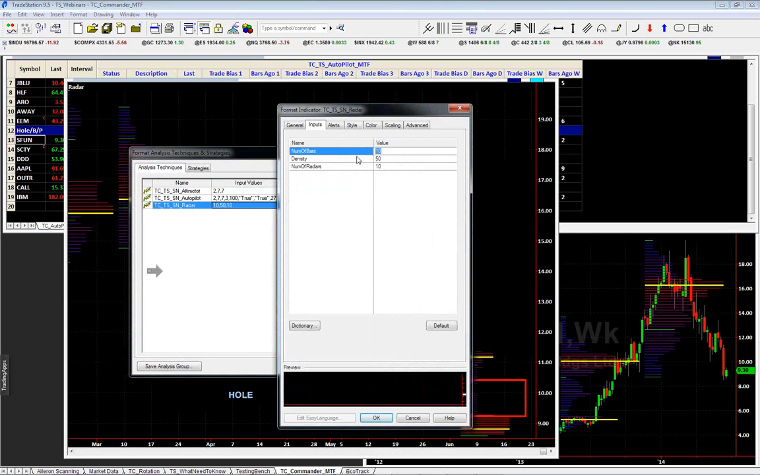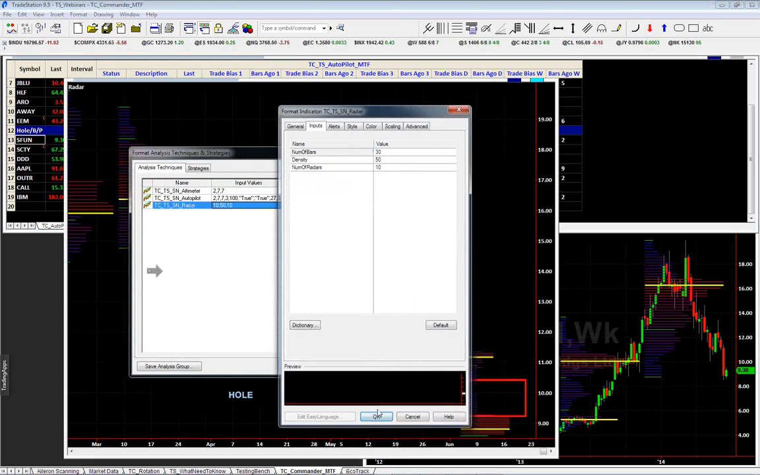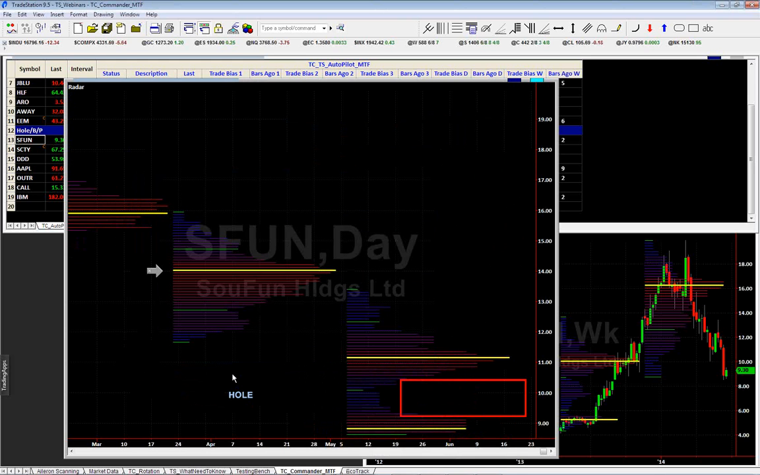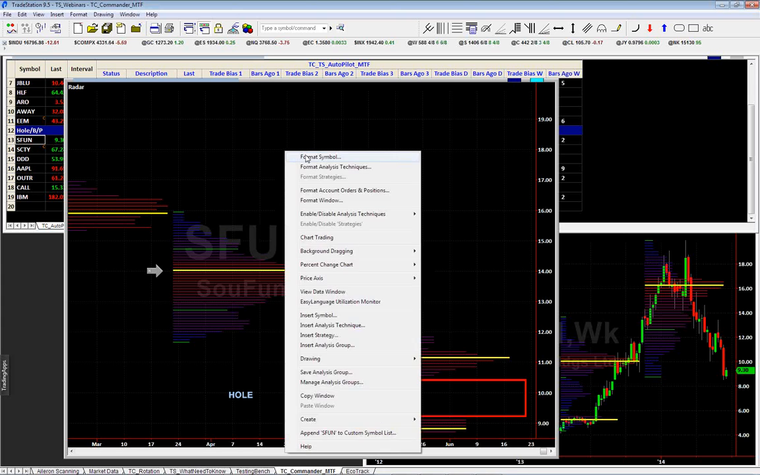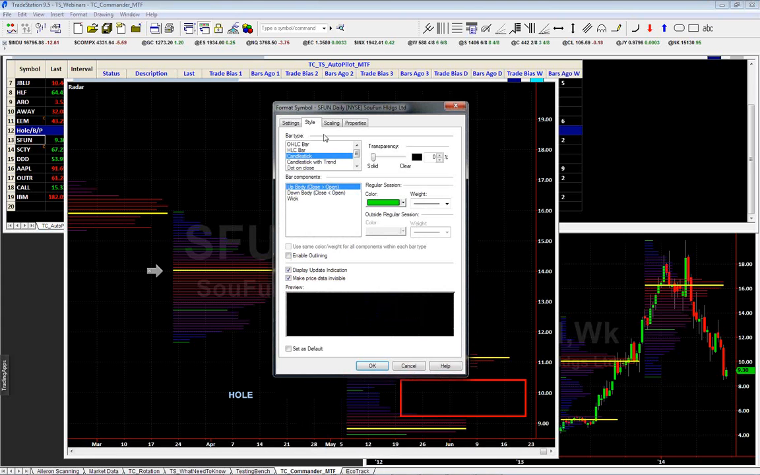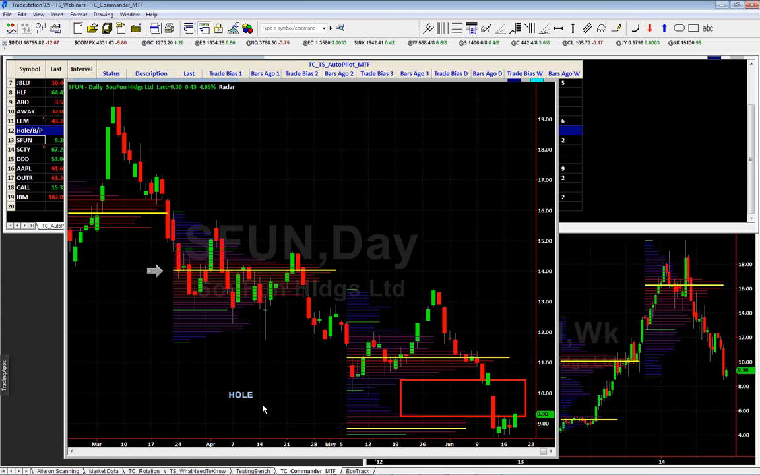So I'll bring this back. You can play around with these, but essentially, look how much wider those are, and it gives you much more depth in terms of the total radar. Let's put our pricing back on here for a second. Format the symbol, and we can make the price data invisible, and there's our pricing. So now we see a hole here. We call it a hole. Always look for a hole.